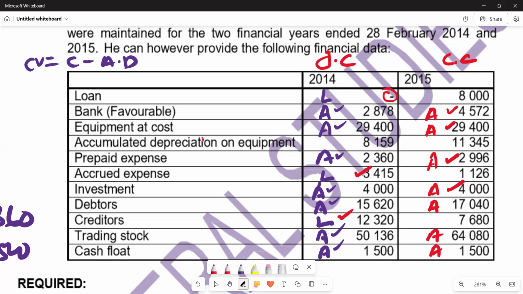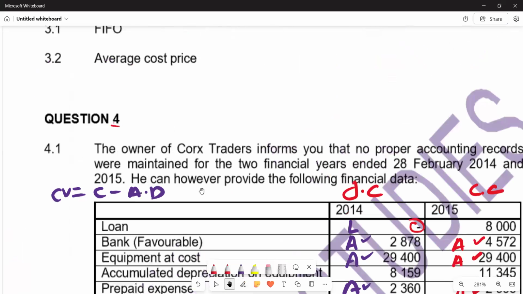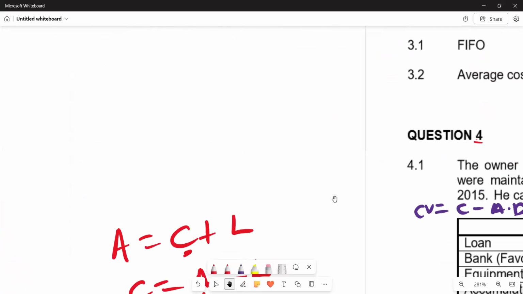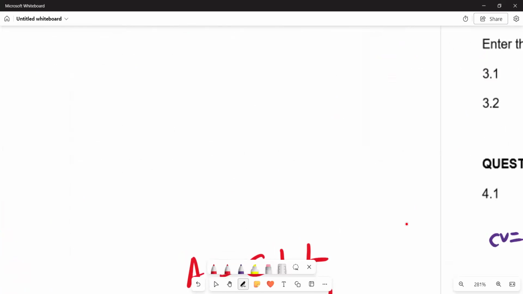So for assets, I'm going to say 4,572 plus 29,400 plus 2,996 plus 4,000 plus 17,040 plus 64,080 plus 1,500. So we go there and summarize it as such. So here we are saying calculation of closing capital.